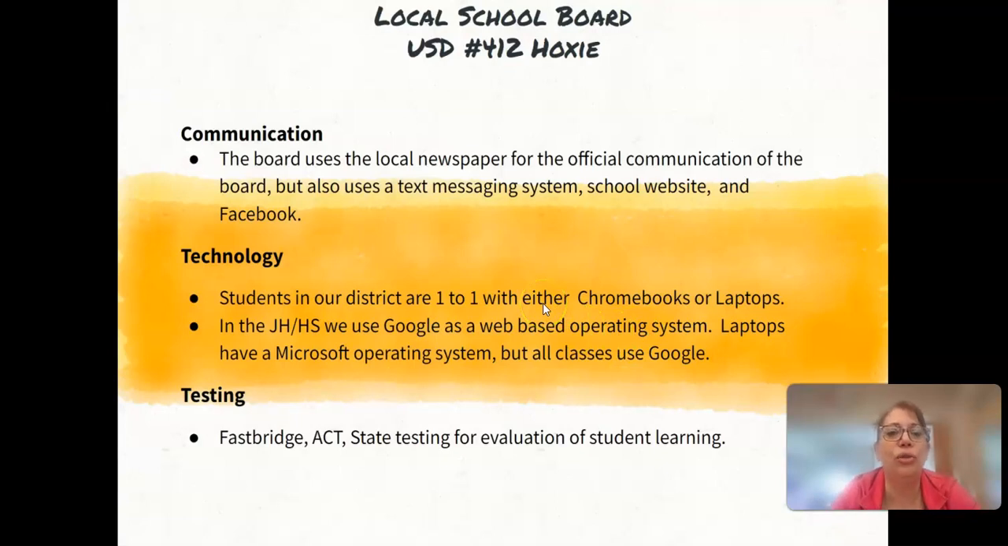So for our communication for the local school board, we have a specific paper that we go through. Our community has 2 papers, but in the board policies, we specifically name one as our official communication. Then we also have a text messaging system for parents. We have the school website. We have Facebook. I think our AD has a Twitter account. So there's a lot of communication with our community. Our school is a 1-to-1 district when it comes to Chromebooks or laptops. High school has laptops. 8th grade and below all have Chromebooks. The junior high get to take them home.